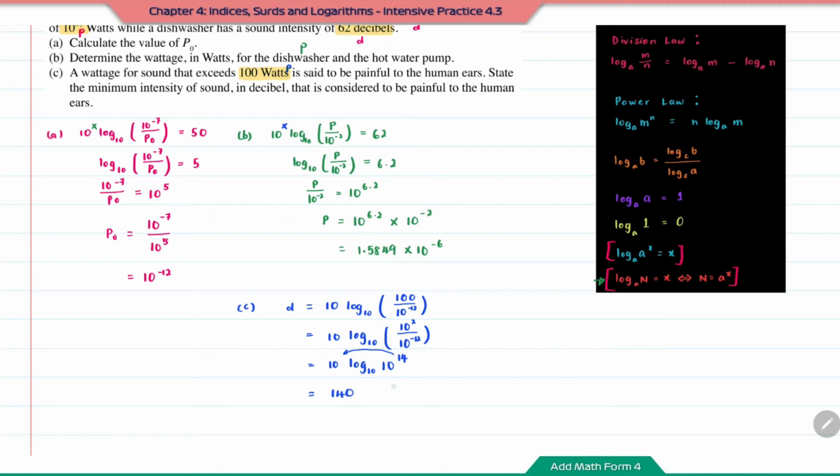140. And log base 10 of 10 is equal to 1. Therefore, it's going to be 140 times 1 equal to 140. So the minimum intensity of the sounds in decibels, which is 140, is considered to be painful to the human ears.